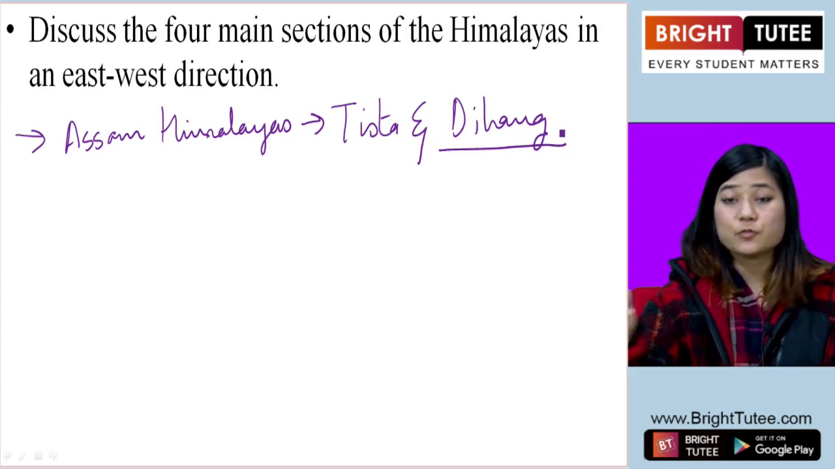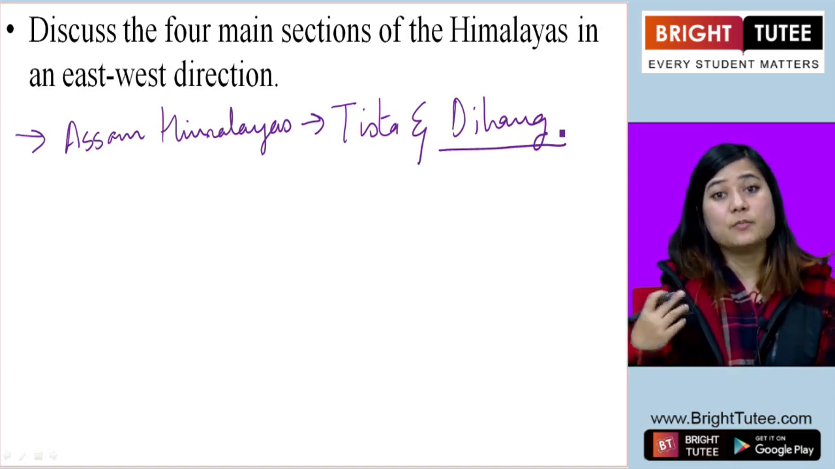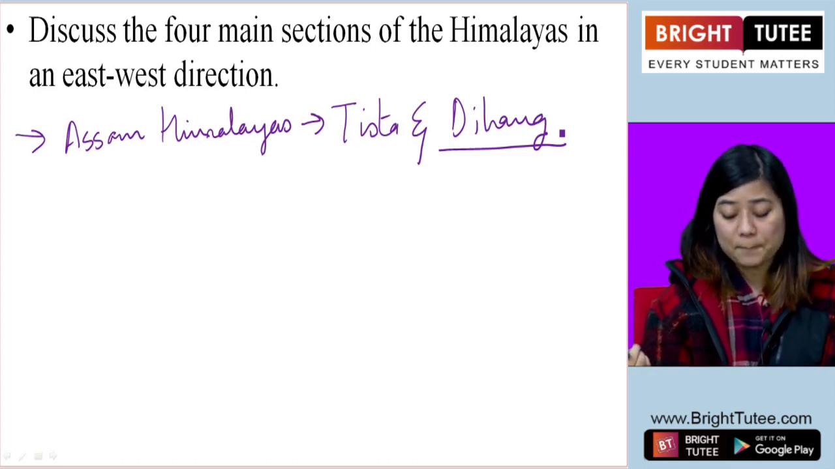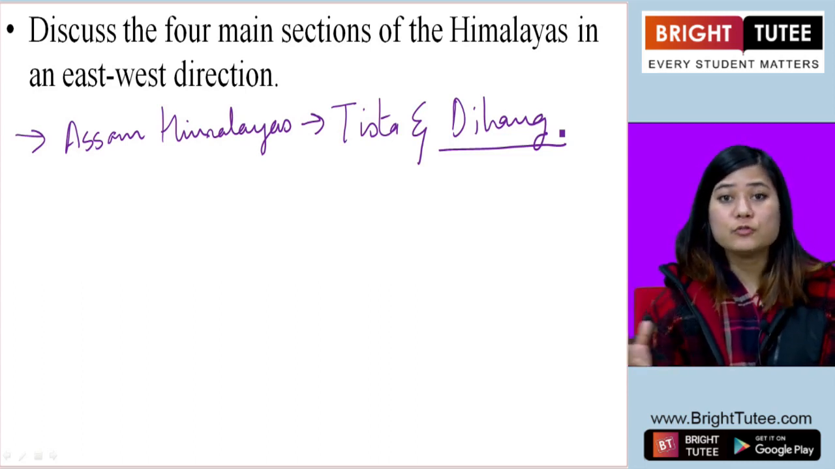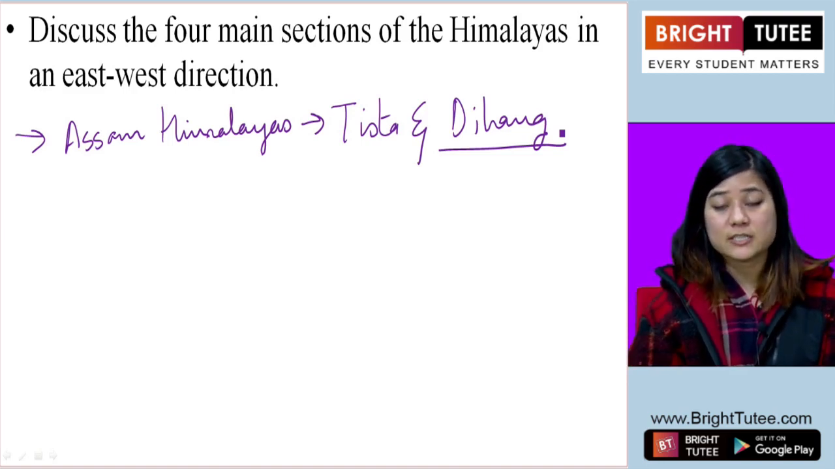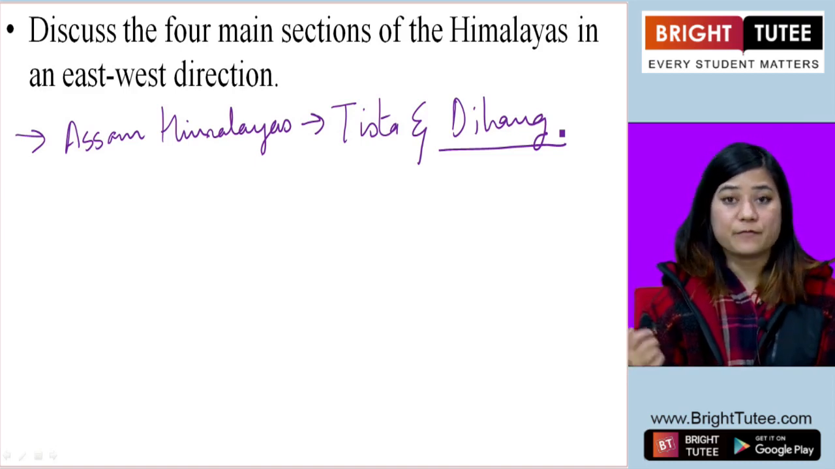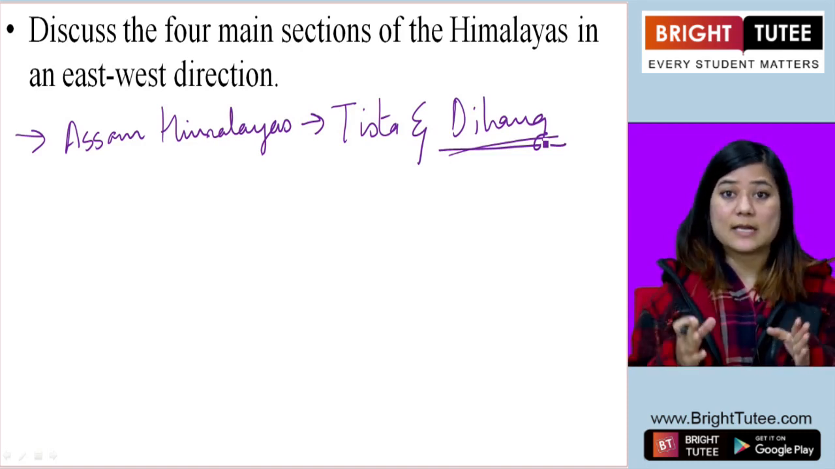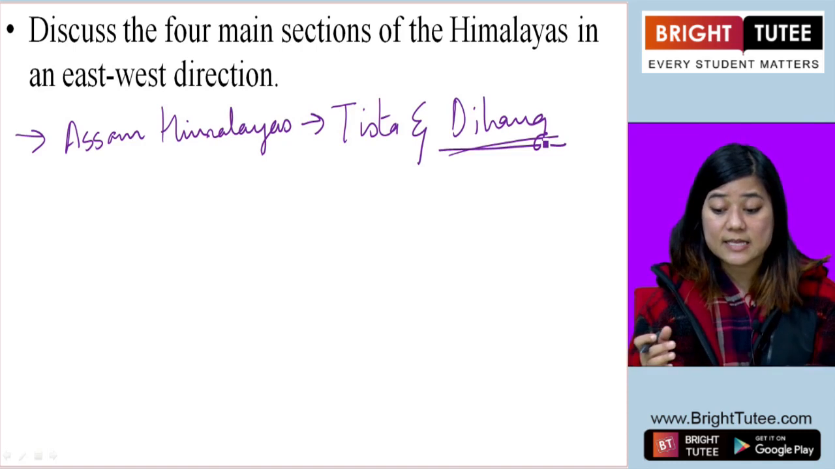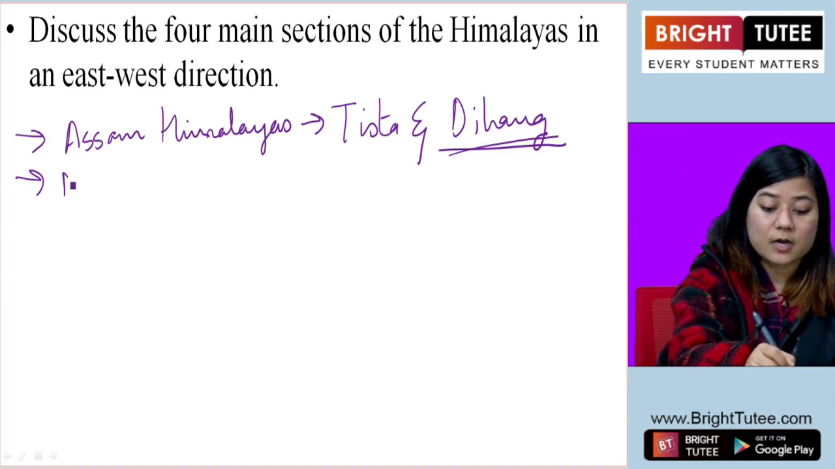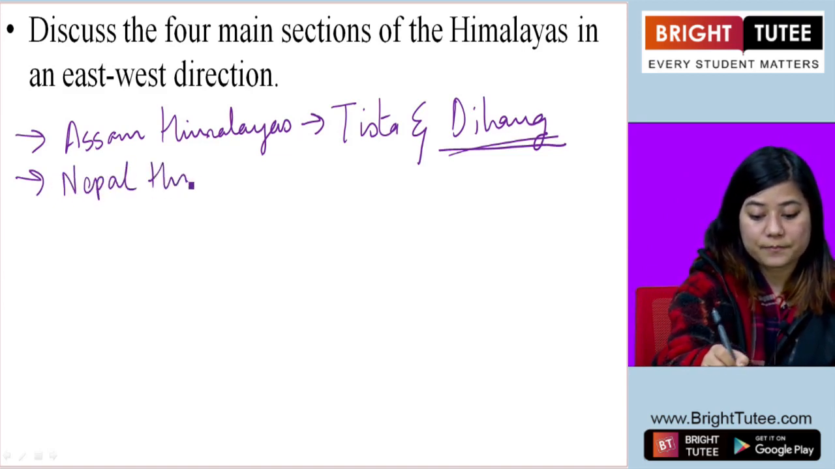Now don't get confused with the name Dihang. We know that the Brahmaputra river, a very important river of India, which flows through the Himalayan ranges, has different names. Okay, in Tibet, in China, in the northeastern states of India, it is called by different names. So Dihang is one of the names. Alright, so the Assam Himalayas is that range of the Himalayas in the east which is bounded by Dihang and the Tista river. After that we come to Nepal Himalayas.